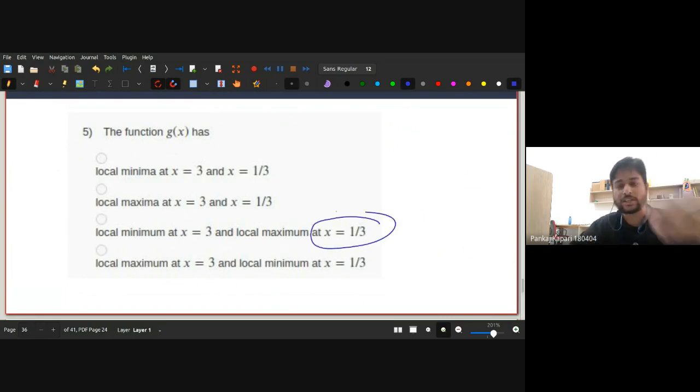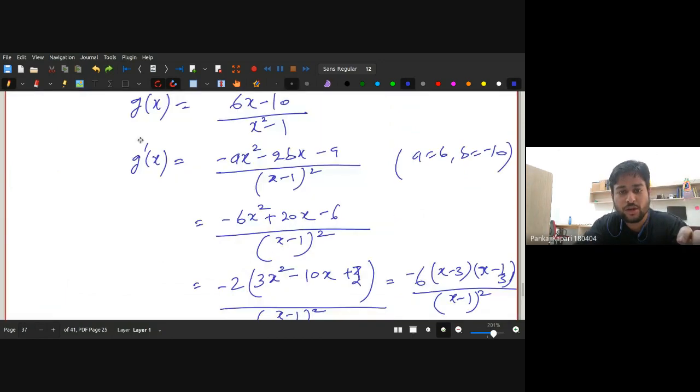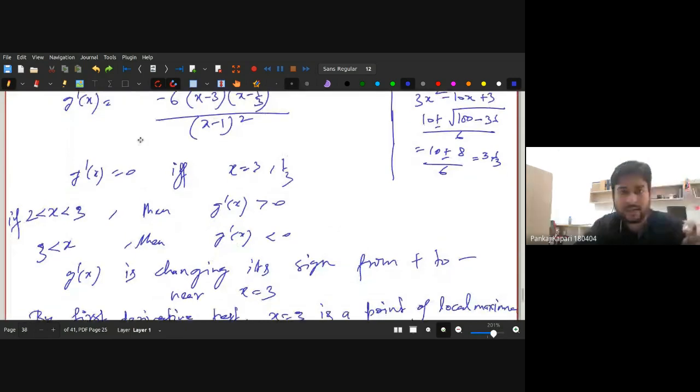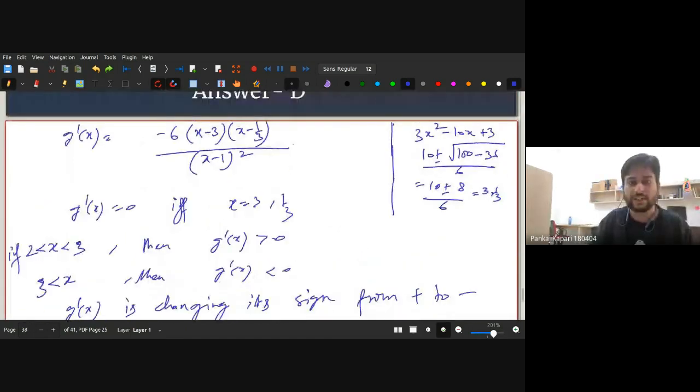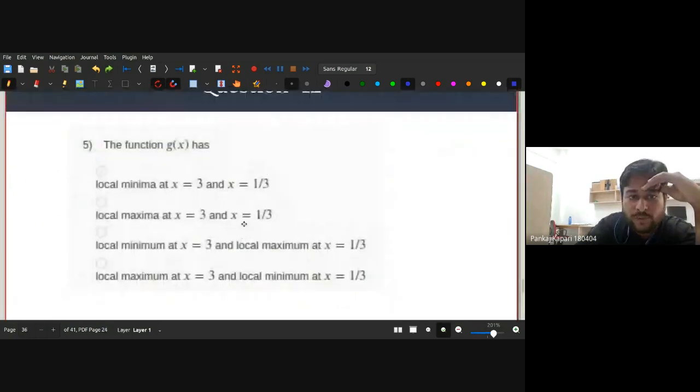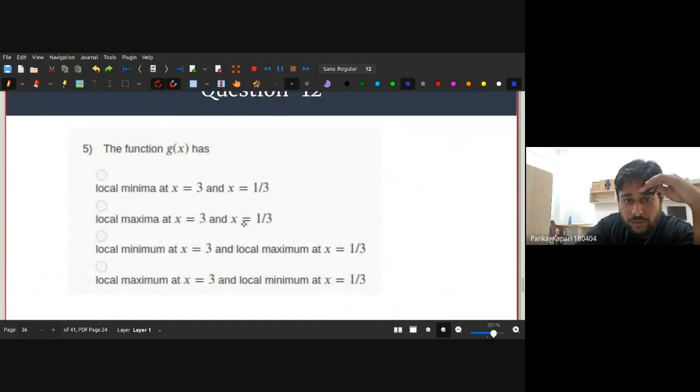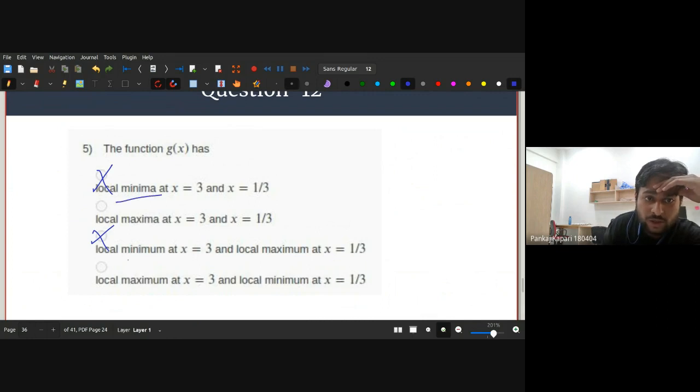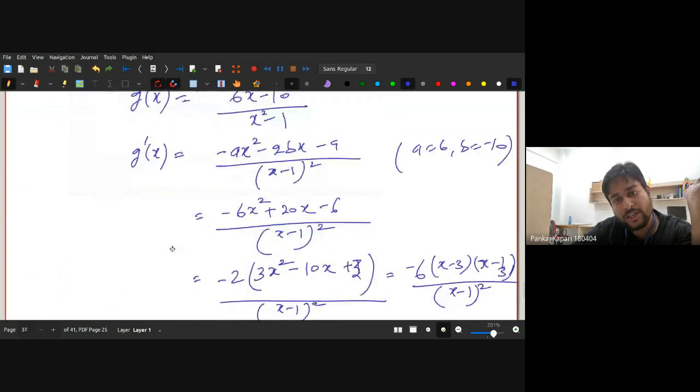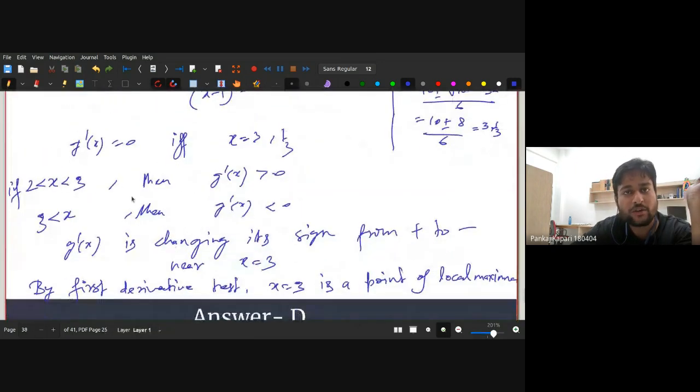Okay, so x equal to 3 is a point of local maxima, but you can see that we have one more point, x equal to 1 by 3. This 1 by 3 is also a critical point, right, because we have noticed that this was our derivative, and derivative becomes 0 even if x is equal to 1 by 3. And according to these options, we have to also find the nature of x equal to 1 by 3. So these two options cannot be true, because at x equal to 3 there is a point of local maxima. So let's find out the nature of x equal to 1 by 3.